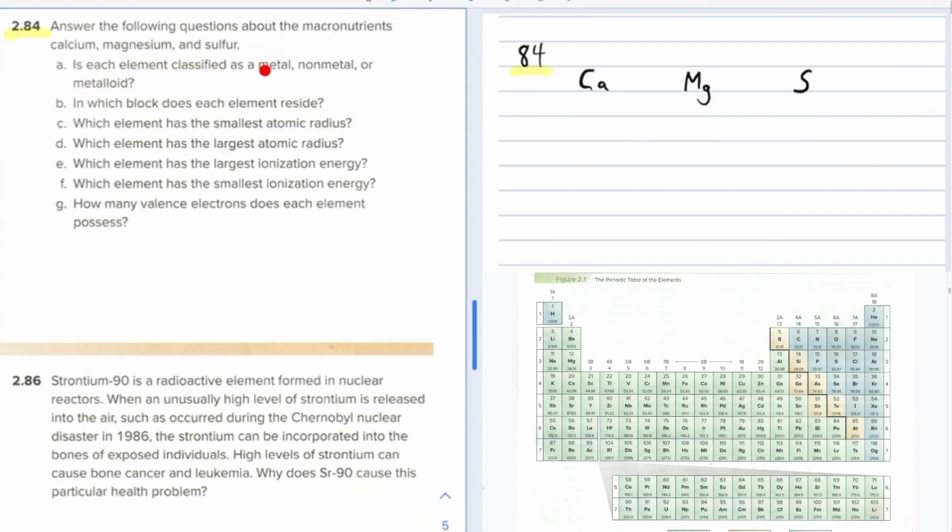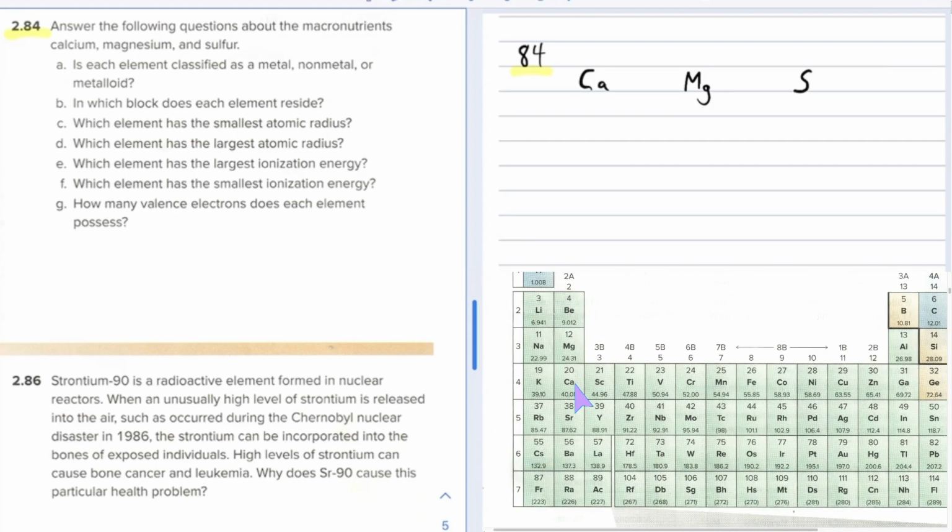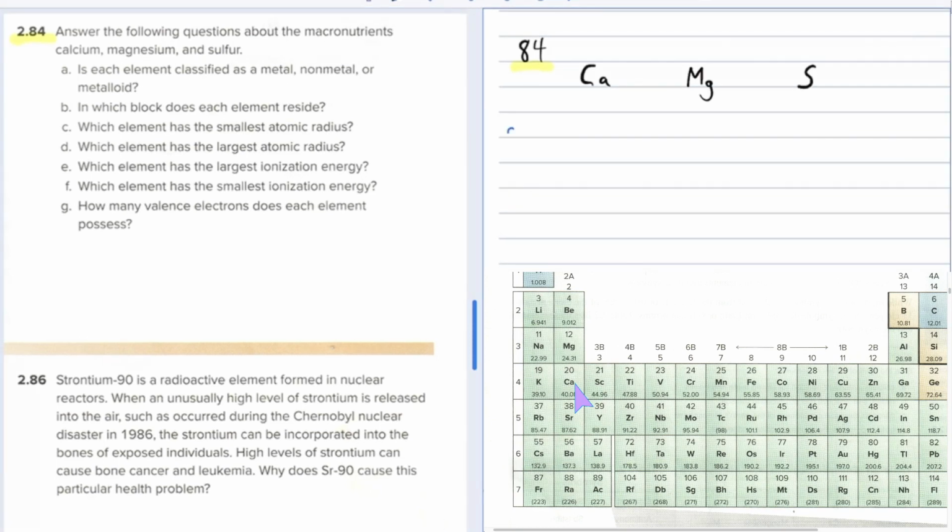It wants you to classify them as metal, non-metal, or metalloid. To do that, it helps to look at figure 2.1, which color codes the periodic table. The greens are the metals, the blues are the nonmetals, and the oranges are the metalloids. So calcium is over here. Okay, that's a metal. So for A, this is going to be a metal.